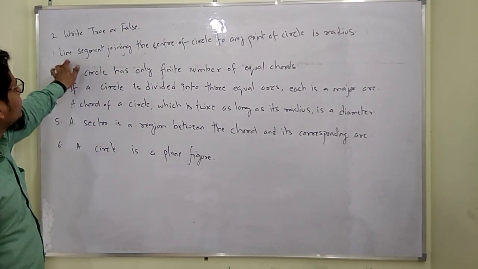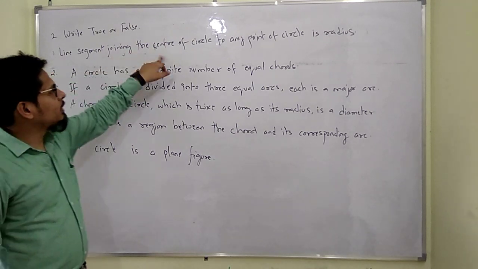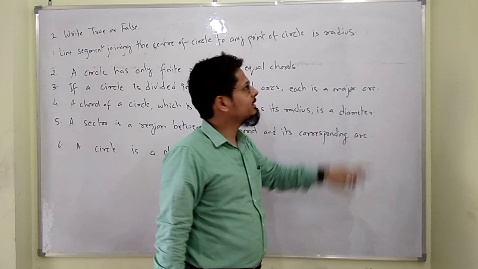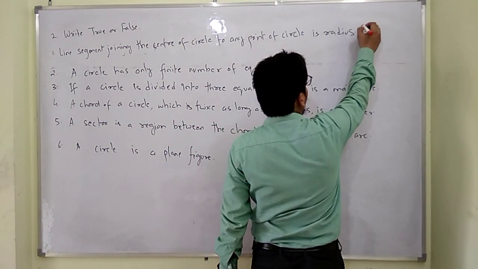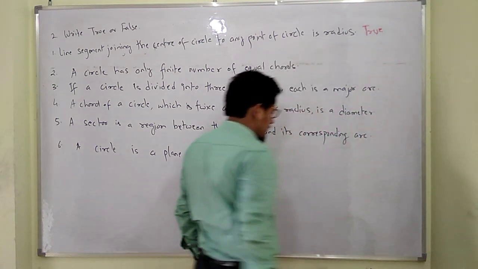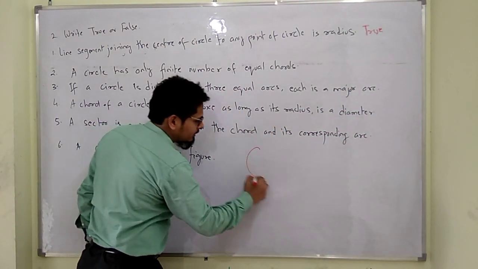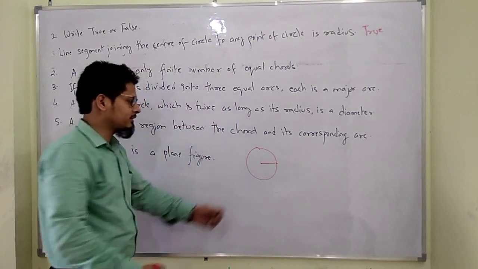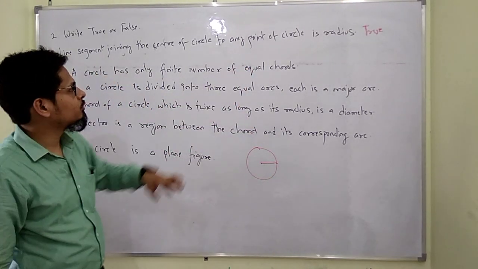The first is: the line segment joining the center of a circle to any point of the circle is the radius. The answer is true. Class, the first point is this one. It is the center and it is any point of the circle. This segment is called a radius. So the first is true.